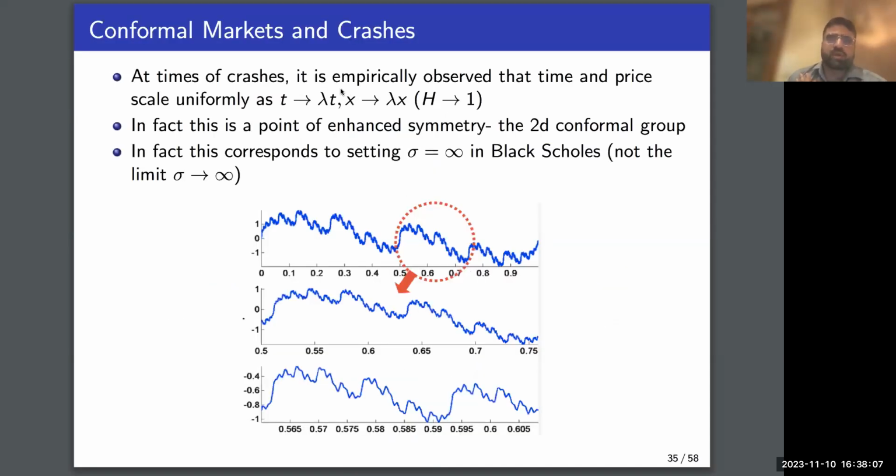And at the time of crash, it's empirically observed that time and price scale uniformly, and your Hurst goes to 1, and it's obviously the 2D conformal group, an infinite dimensional group. But the interesting point is that this also corresponds to basically setting volatility to infinity in Gaussian or Black-Scholes dynamics. That's another way to interpolate between the normal regime and the crash.